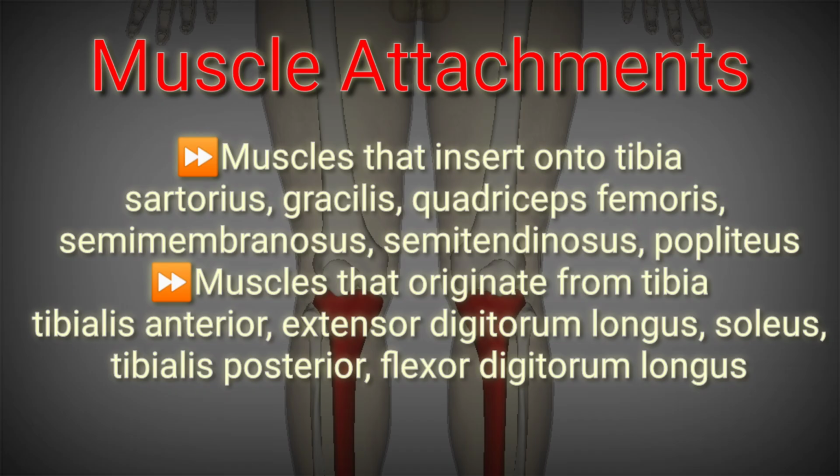Muscle attachments: muscles that insert onto the tibia: sartorius, gracilis, quadriceps femoris, semimembranosus, semitendinosus, popliteus. Muscles that originate from the tibia: tibialis anterior, extensor digitorum longus, soleus, tibialis posterior, flexor digitorum longus.